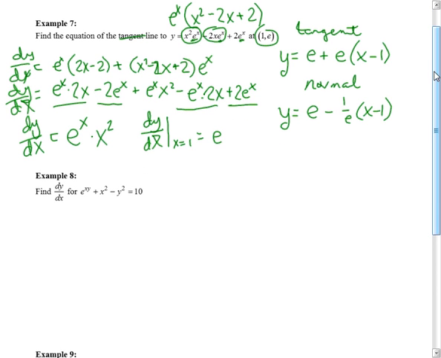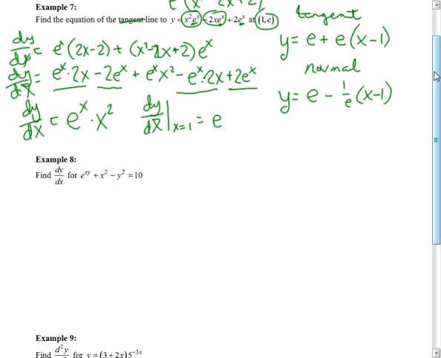Find dy dx for that function. So take the derivative. Our original exponential function times the derivative of the exponent. Here we have to use the product rule. So the first times the derivative of the second plus the second times the derivative of the first, which would just be 1, plus 2x minus 2y dy dx equals the derivative of 10, which is 0.